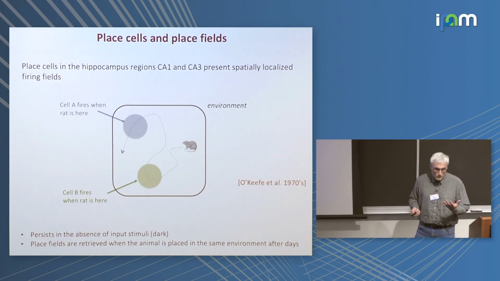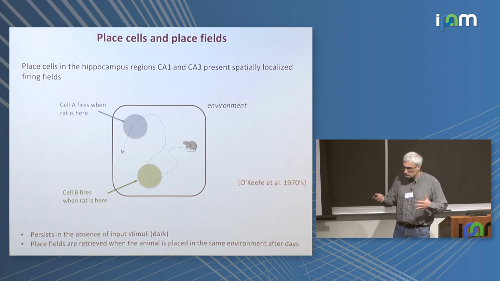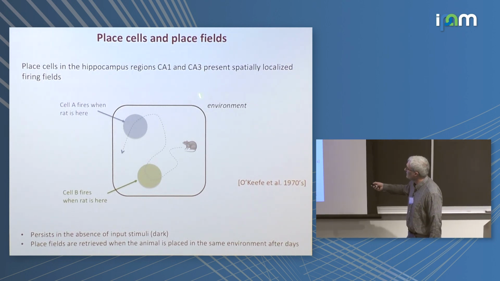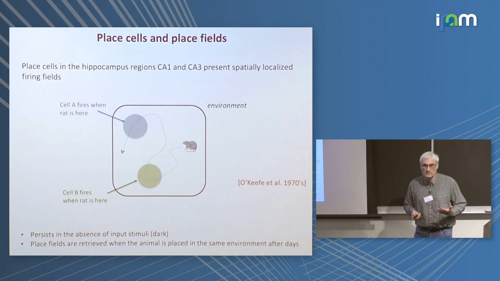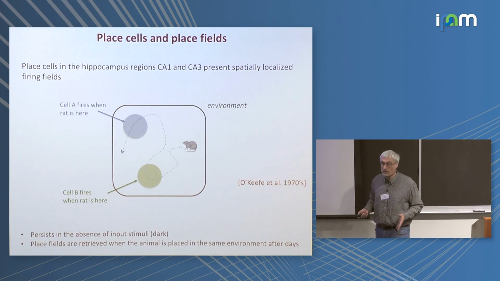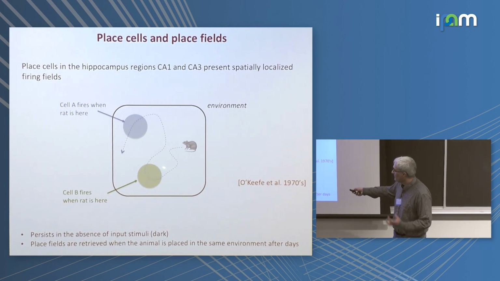which is a brain area found in all mammals and, with some evolutionary variation, in all vertebrates. And in particular in the regions CA1 and CA3, people have found since the 70s the existence of what are called place cells, which are cells whose activity is related to the position of the animal in the environment. So if you have a rat moving in this square arena, for instance, then this particular cell in the hippocampus will fire when the rat is in this region here.